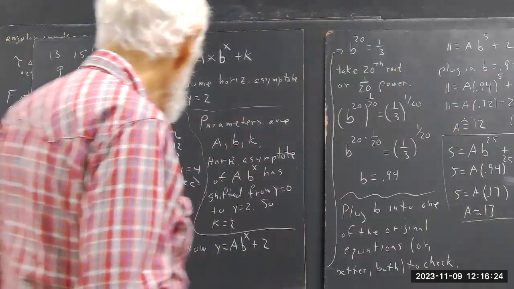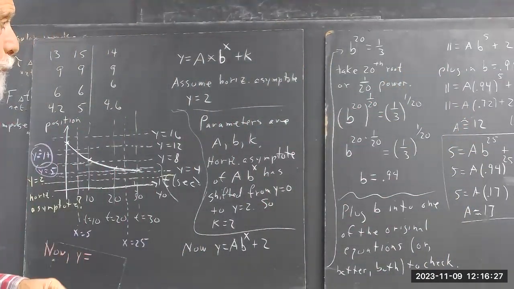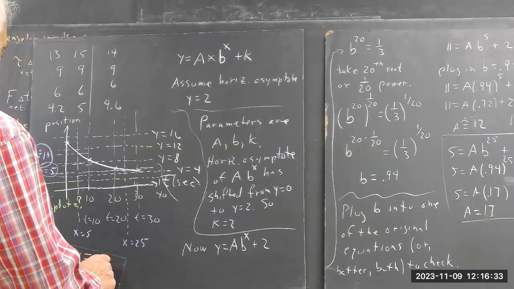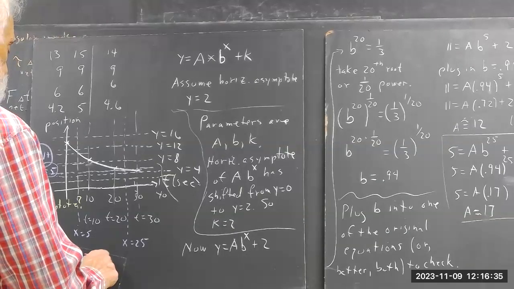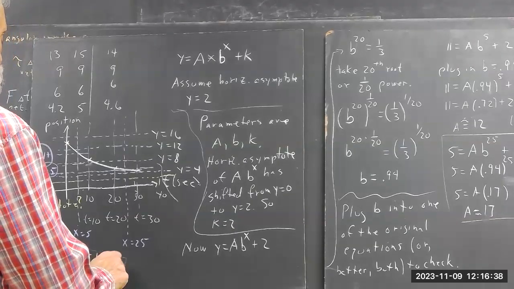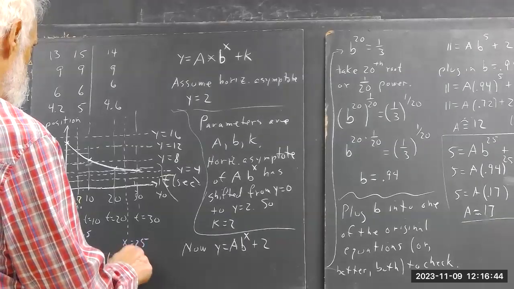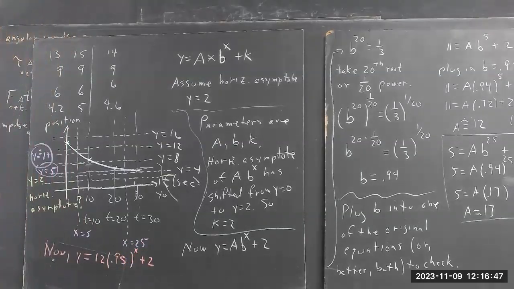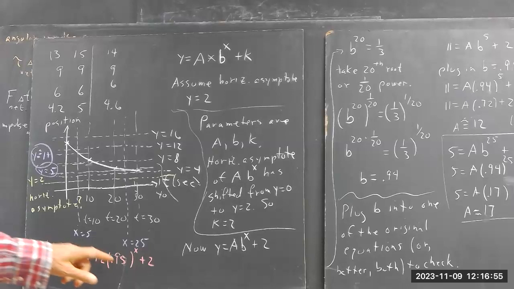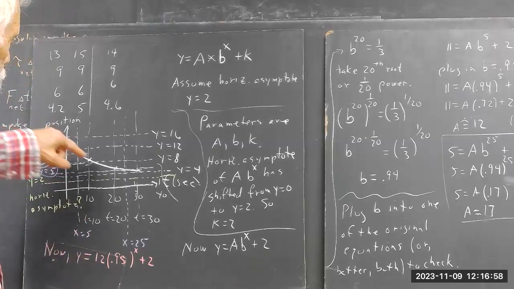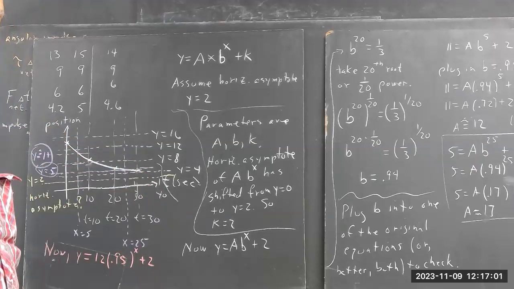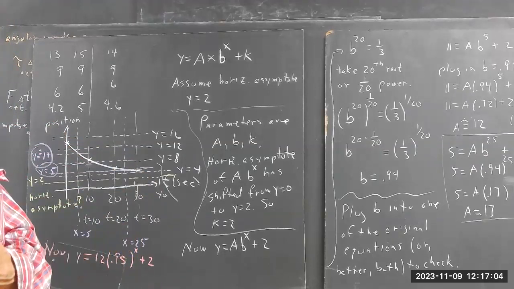I don't know what I did to get people to an answer. So we've got now y equals something like 12 times 0.95 to the x plus 2. All right. My question is, how well does that model fit what actually happened when I tried to stretch?